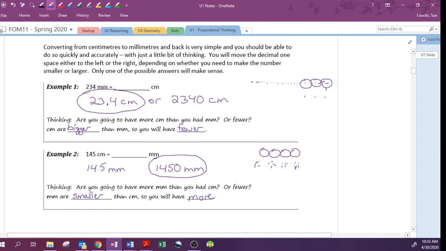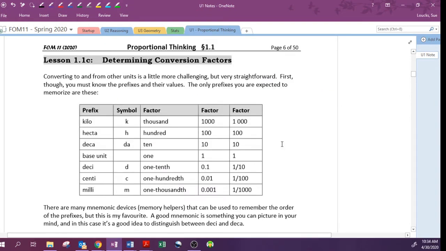Okay? You can also picture a ruler. You know, when you look at a ruler, it's divided up into centimeters divided up into 10 millimeters. So picture that in your head to figure out which way it's going to go. Okay. Converting units from one to another beyond the centimeter to millimeter is a little bit more challenging, but it's very straightforward. I do expect you to be able to move among these ones without me giving you a formula sheet. Okay, from kilo whatever to milli whatever. You should memorize this table, or at least the first column of it.